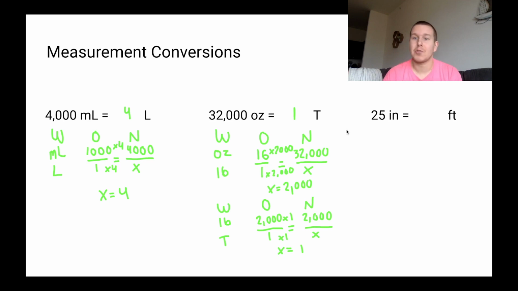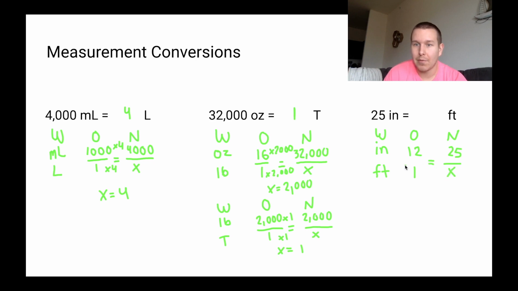The last problem, we have 25 inches equals blank feet. So let's set up our one chart once more. So W-O-N, the words are inches. I always forget I gotta bubble that in kind of to feet. So if I look at my star chart, it looks like there are 12 inches in 1 foot. My new number is 25, and then X.